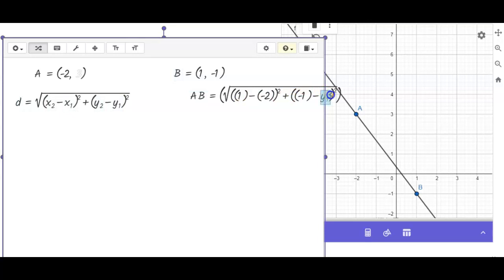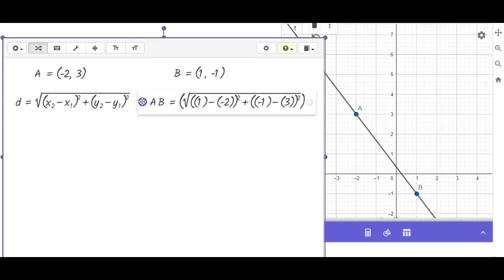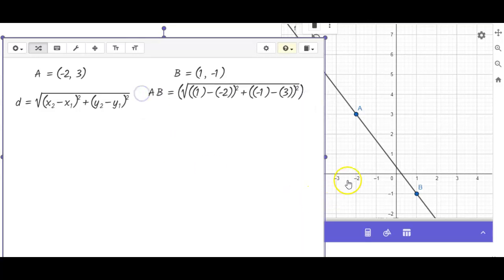Now, does it matter which one we put first? No, because of the square. Let's just move this over so we'll have a little bit more room. Now that's it. All we did is substitute. We used our formula to substitute the second x value minus the first x value squared, plus the second y value minus the first y value squared.